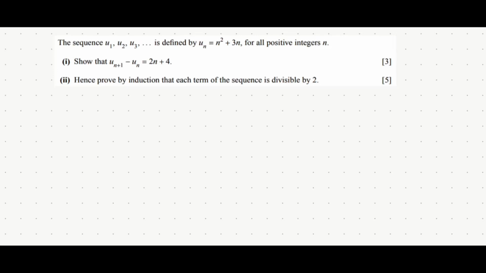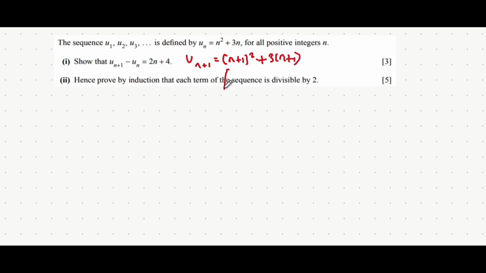In this video, we're going to look at a past exam question about proof by induction, and this one specifically focuses on divisibility. So show u of n plus 1 minus un would be equal to this function. Well, un is given to us in this expression. U of n plus 1 would be what you get when you replace everywhere where there's n on the right hand side with just n plus 1. So it will be n plus 1 all squared plus 3 lots of n plus 1.